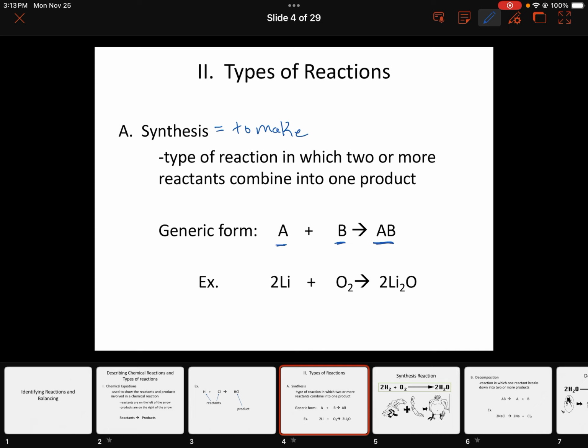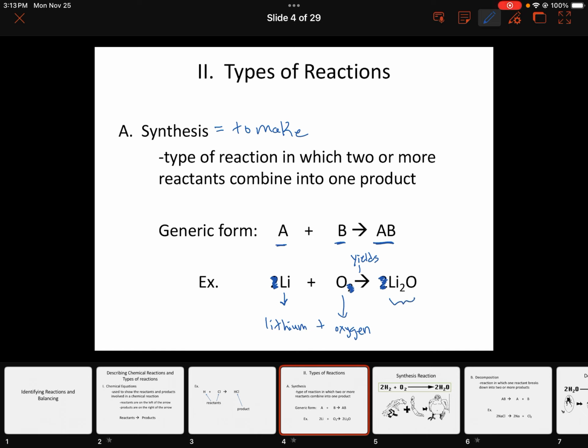What I'm going to do, you guys, I'm going to get rid of the stuff we're not ready for yet. This 2, don't let it confuse you. I'm going to get rid of it. This 2, I'm going to get rid of it. Don't let it confuse you. And this 2, don't let it confuse you. So now I have lithium plus oxygen yields, remember.